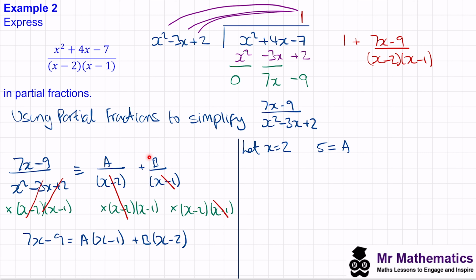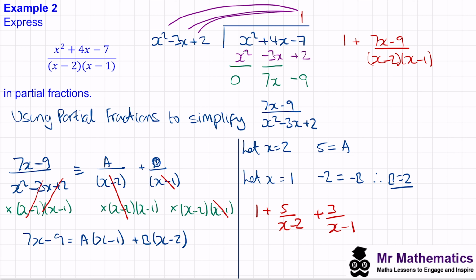And now we can work out the b term by letting x equal positive 1. So we get 7 take away 9, which is negative 2, is equal to, this will go, and 1 take away 2 is negative 1, so minus b. So therefore b will equal positive 2. So with partial fractions, we can write this improper fraction as 1 plus 5 over x minus 2 plus 2 over x minus 1. Okay?